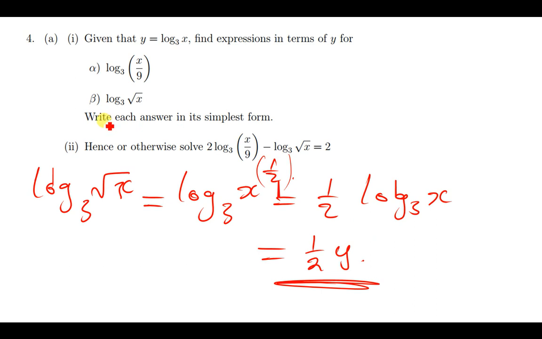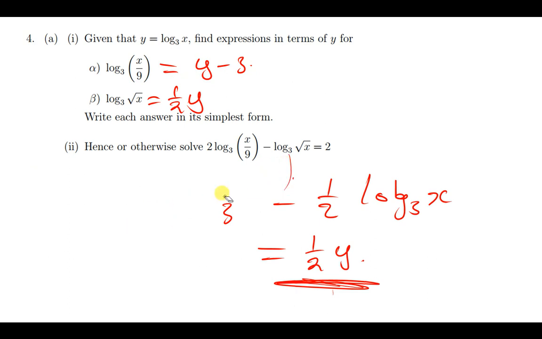Alright, so the other thing that we have, okay, write each answer in its simplest form here. So we have done the first one and the second one. So the second one is this one we have said is half y, and then this one we said it's y minus 3. So let us solve the second part of the question.